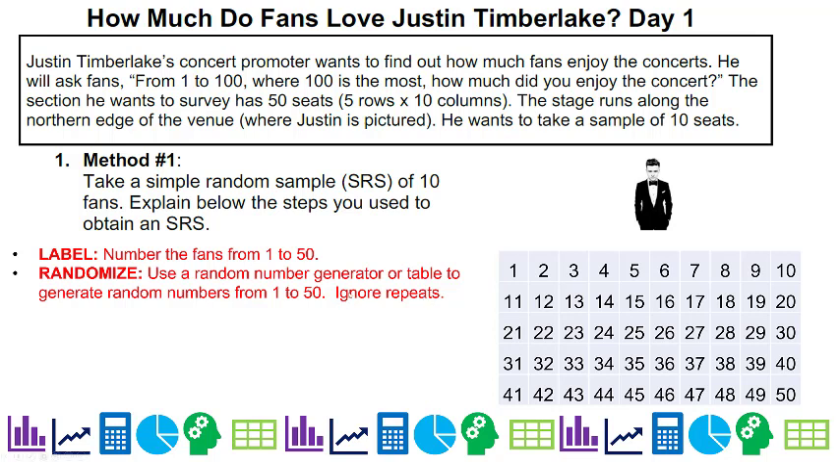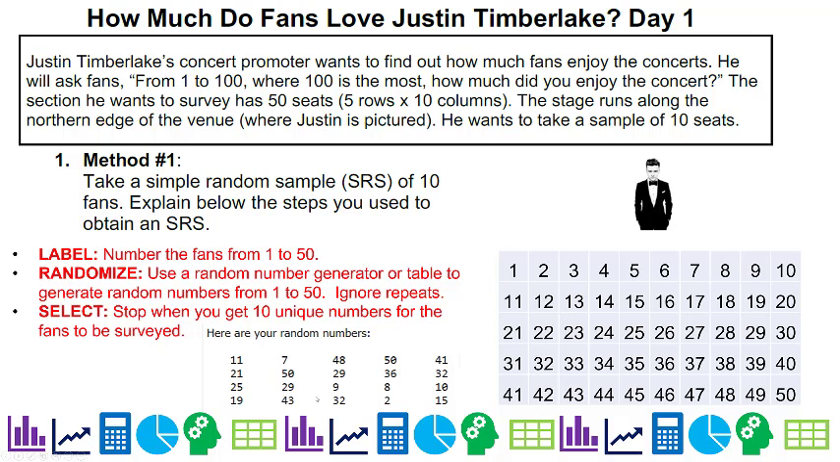By the way, a table's not always 2 digits, but in this case, we'd use 2 digits because 50 is 2 digits, all right? But we're going to go ahead and use a random number generator. So we're going to stop when we get 10 unique numbers for the fans to be surveyed. Now, I actually am pulling more than 10 numbers because there's a chance I have repeats. Okay, so here are my 20 random numbers I pulled. I'm going to use the first 10 unique numbers.